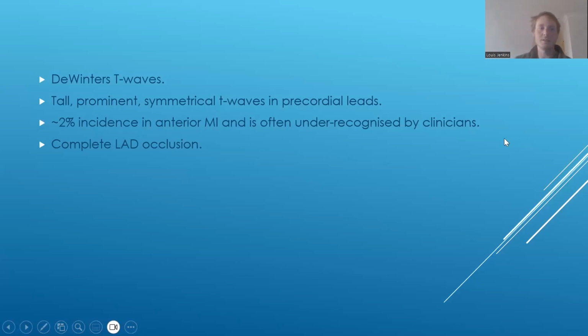They're usually associated with this kind of upsloping ST depression that we picked up on here. And yeah, they're pretty rare. There's a less than about 2% incidence in anterior MI. But the thing to take away is that this pattern is often under-recognized by clinicians. And it signifies that this patient's having a complete left anterior descending occlusion.